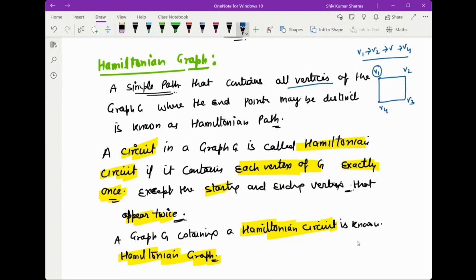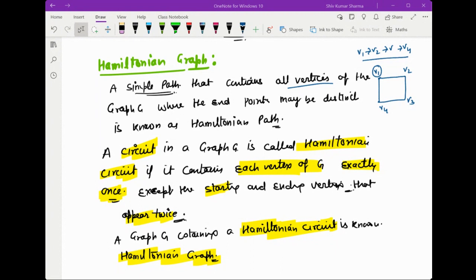A circuit in a graph G is called a Hamiltonian circuit if it contains each vertex of graph G exactly once. So you can compare with the Euler graph and the Hamiltonian graph. In the Euler graph, in the definition, we visit every edge exactly once. But in the Hamiltonian graph, we visit every vertex of the graph G exactly once, except the starting and end vertex.